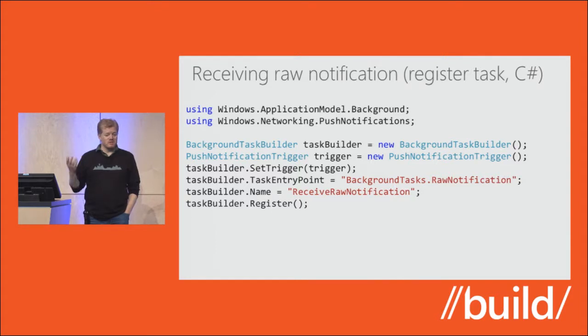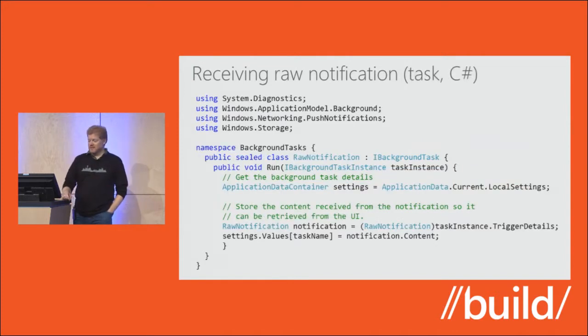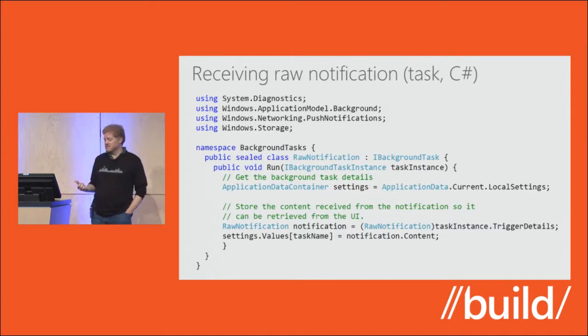Again, just use the builder, use the right trigger, which is the push notification trigger, set the entry point, set the name, and call register, and you will be set up to receive that. The task that would receive that particular notification comes out of the raw notification sample.